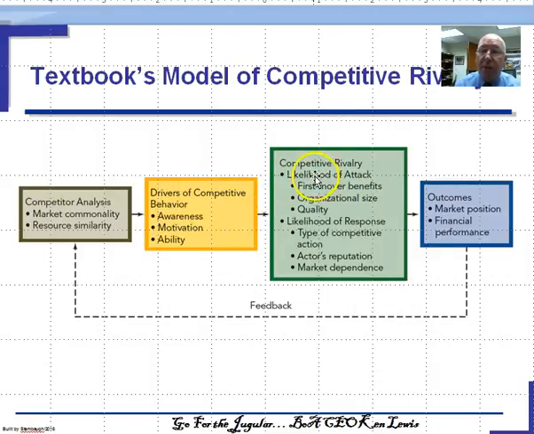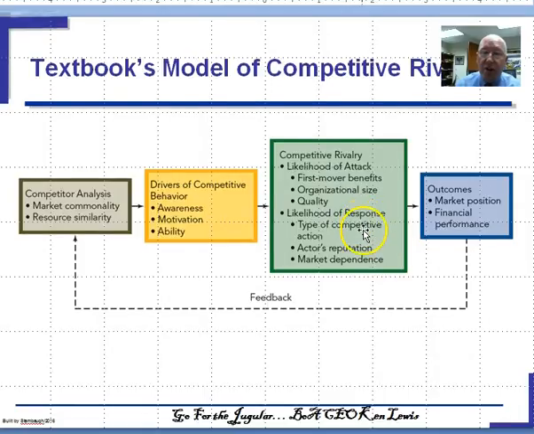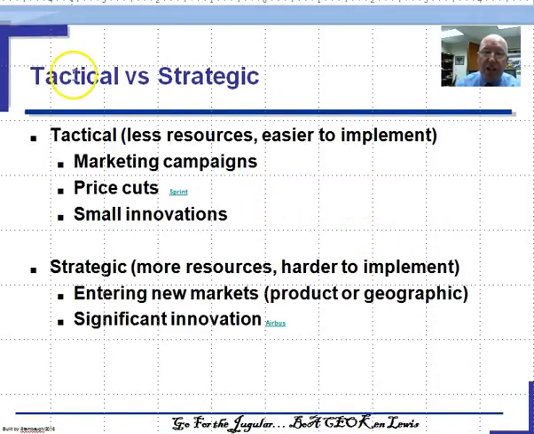So, likelihood of attack. Some of the things to keep in mind is if you have a lot of what's called multi-market contact with somebody, you're probably less likely to attack them, but you're also more likely to respond if you are attacked, and that gets into the idea of market dependence. Remember, too, in terms of competitive actions, that strategic actions and tactical actions are sometimes dealt with differently. And so that gets us into the question of what is tactical versus strategic.